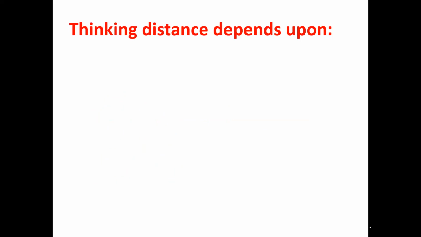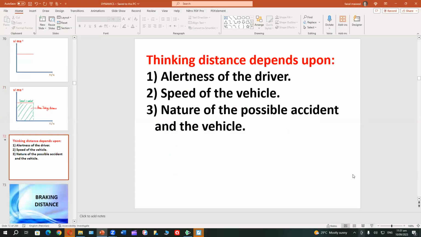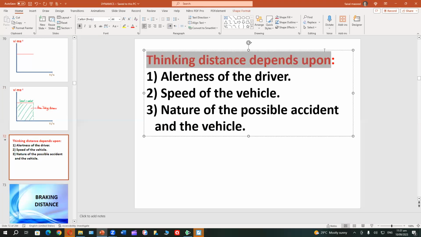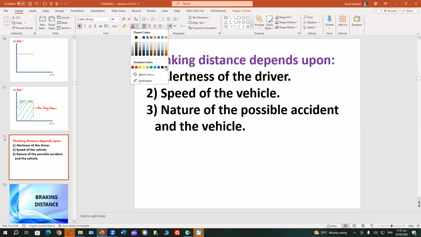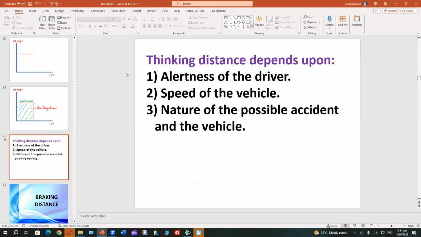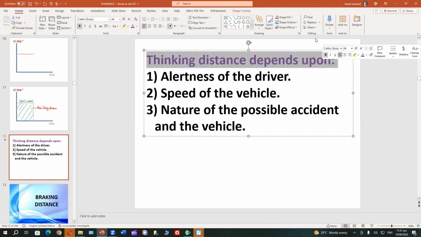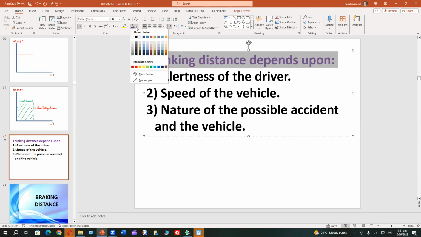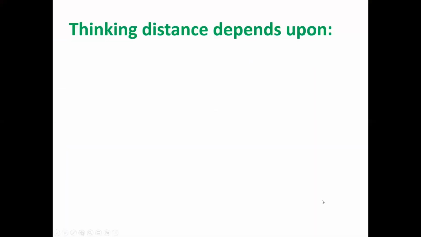Thinking distance depends upon some features like the alertness of the driver, the speed of the vehicle, and also the nature of the possible accident. This is an interesting factor. What's the meaning of nature of the possible accident? It means what is coming in front of you.